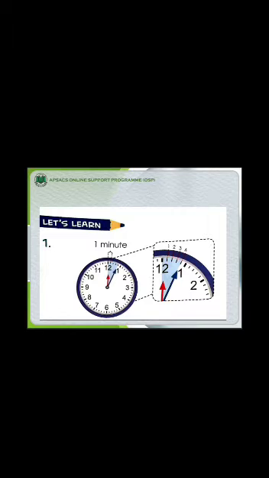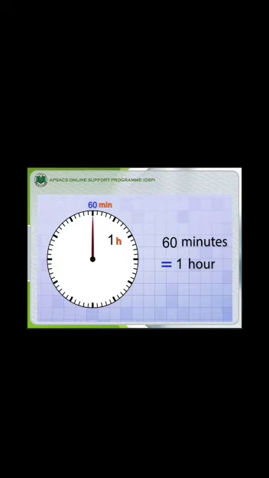All the little lines between the two numbers represent 1 minute. Here, these little lines represent 1 minute. The minute hand makes a complete round in 60 minutes, and 60 minutes is equal to 1 hour.